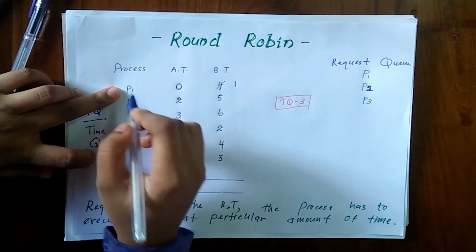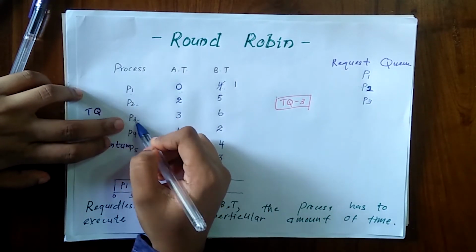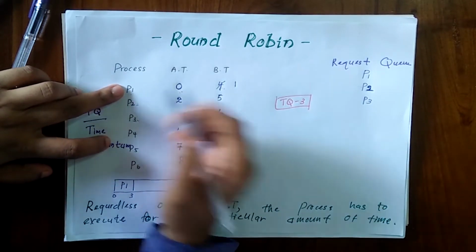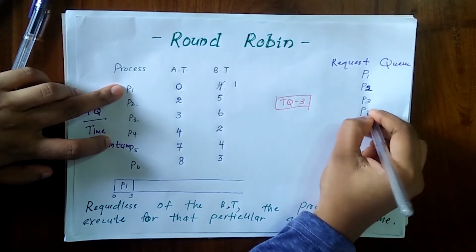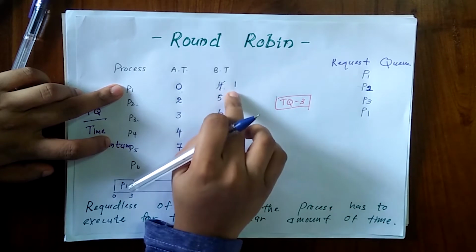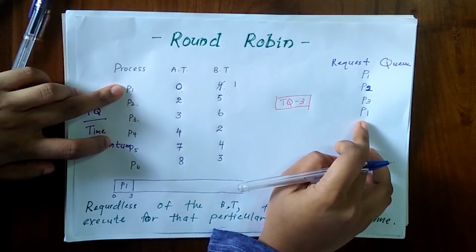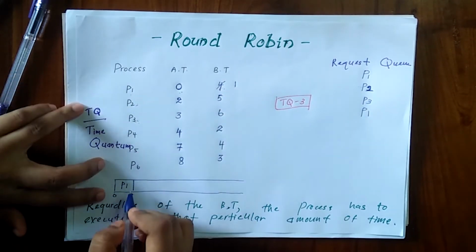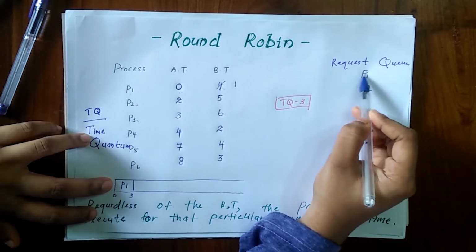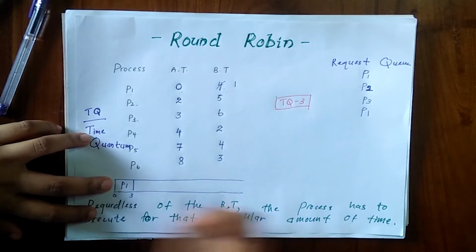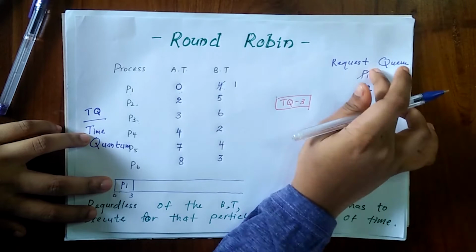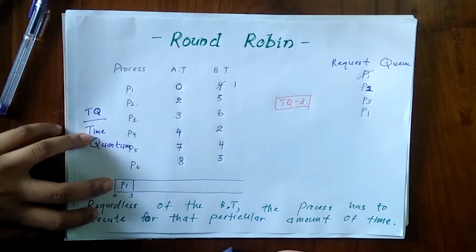So because of that, after placing these 2 processes here, we are going to place P1 again, right? Because we have 1 left here. So we write P1 here. And now you can see this first P1, we wrote it in the queue. So we are going to cut it because we are done with P1, right?